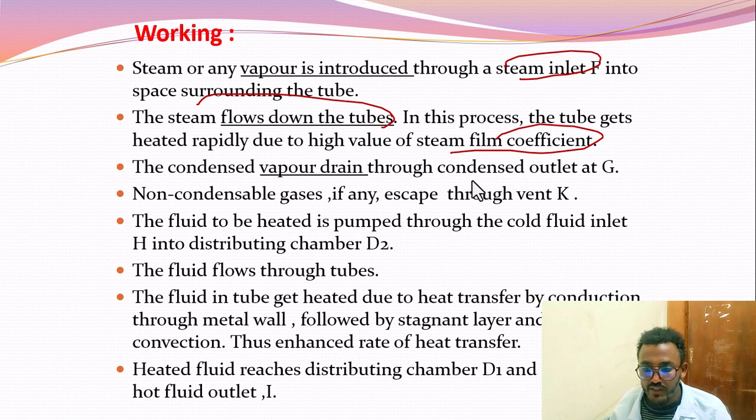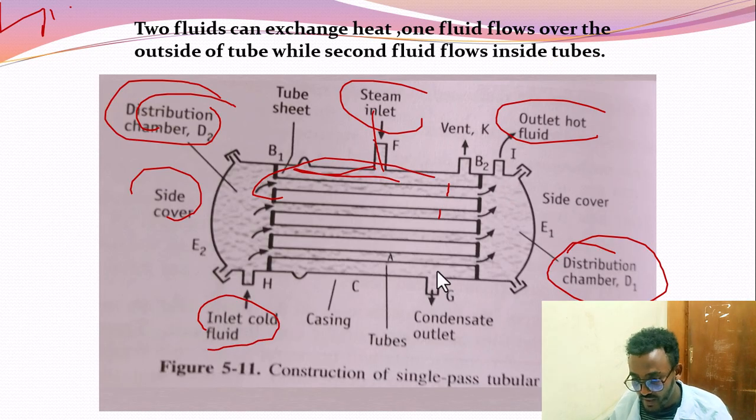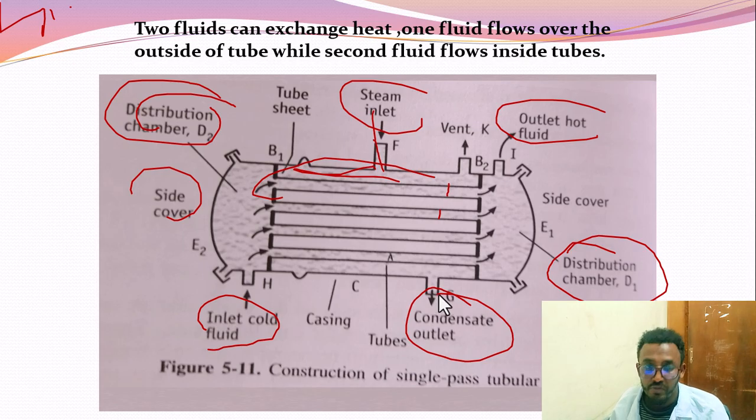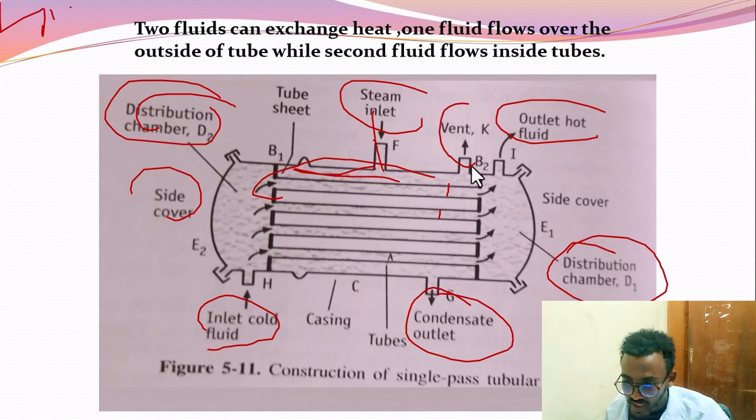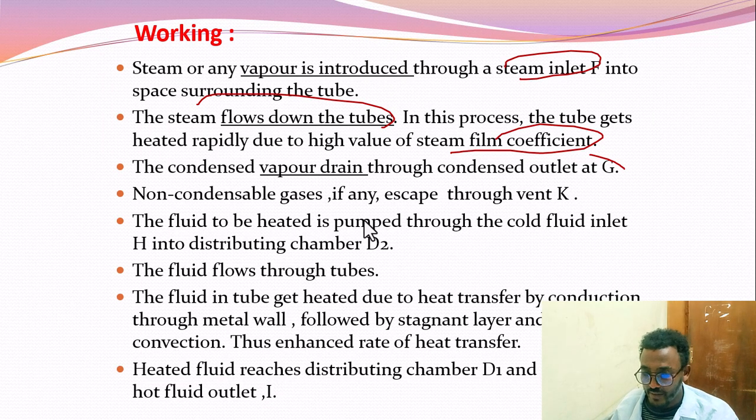The condensed vapor drains through the condensate outlet at G. We have the condensate outlet at D, which is a kind of drain here. And then non-condensed gas, if any, escapes through vent K. If it is non-condensed, it escapes through this vent K.